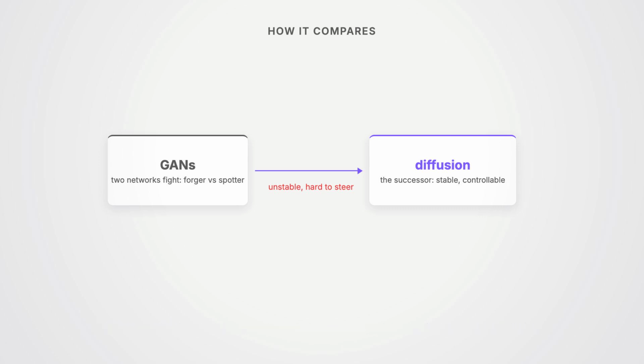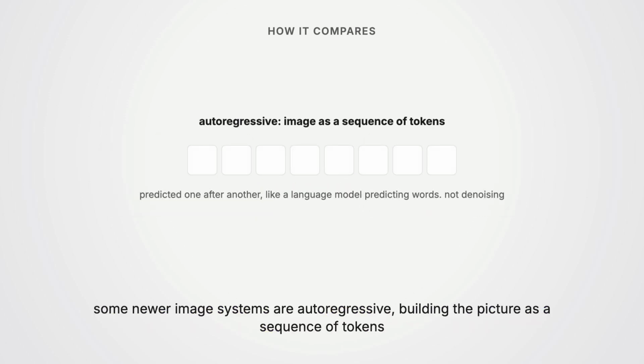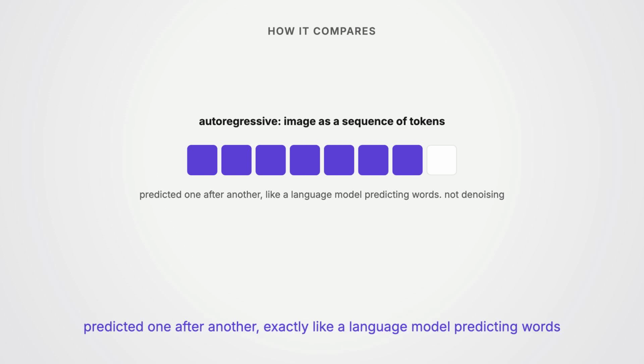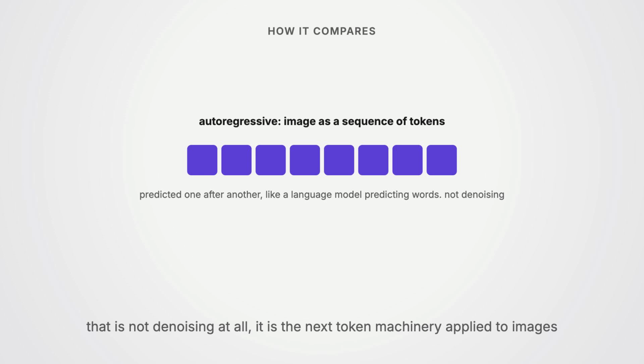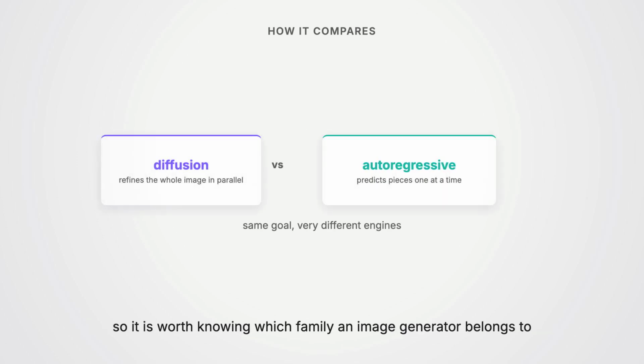So diffusion is the successor to GANs, not a synonym for them. There is also a genuinely different approach worth separating clearly. Some newer image systems are autoregressive, building the picture as a sequence of little tokens predicted one after another, exactly like a language model predicting words. That is not denoising at all. It is the next token machinery applied to images, and some native multimodal models work that way or as hybrids. So when you meet an image generator, it is worth knowing which family it belongs to.